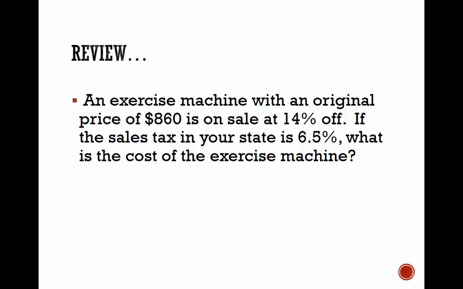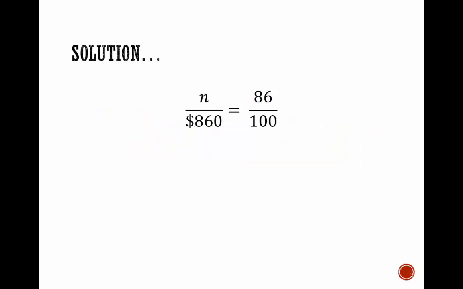An exercise machine with an original price of $860 is on sale at 14% off. If the sales tax in your state is 6.5%, what is the cost of the exercise machine? First, we need to determine the discounted price. In order to do that, we're going to set up a proportion. Recall, if we are 14% off, that means we are going to be paying 86% of the original price.